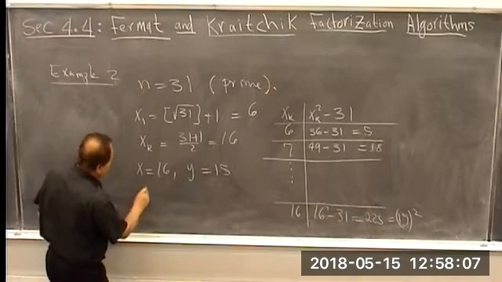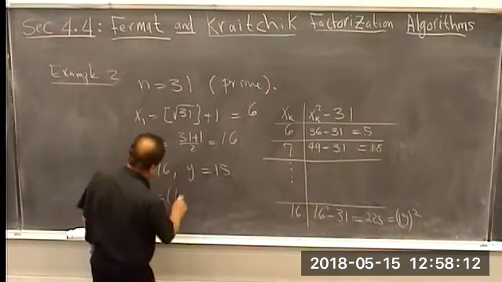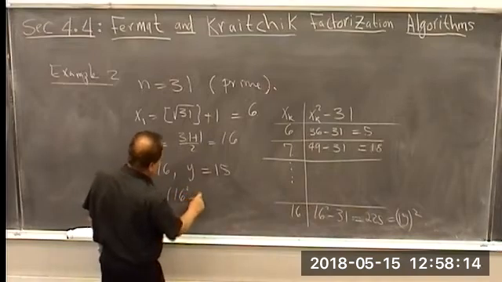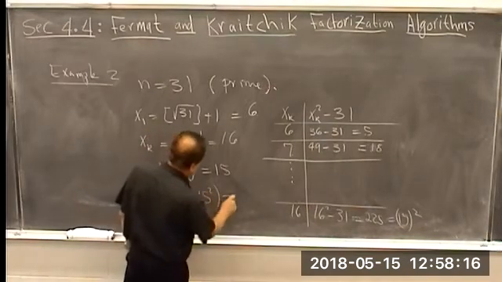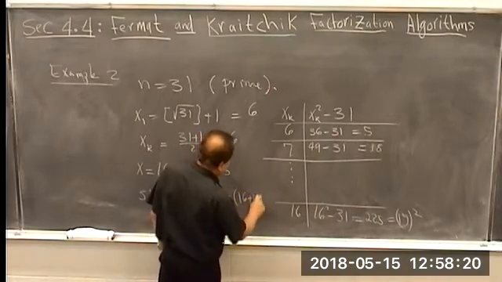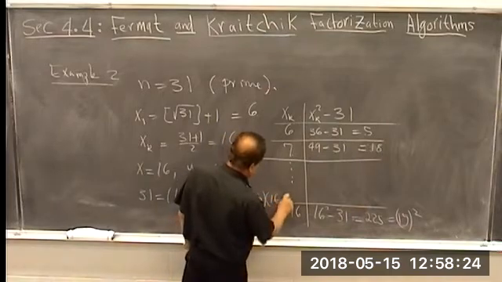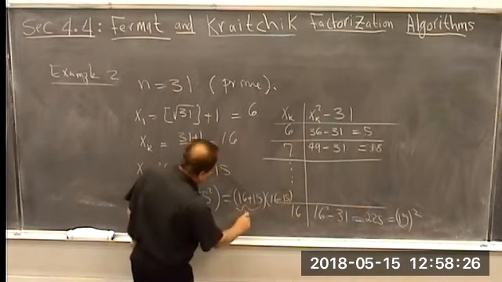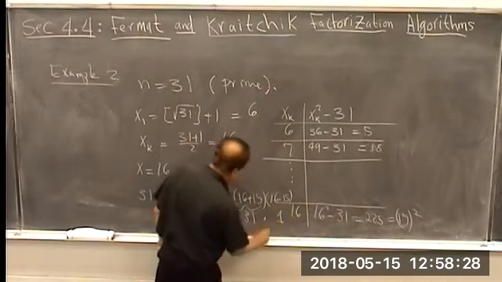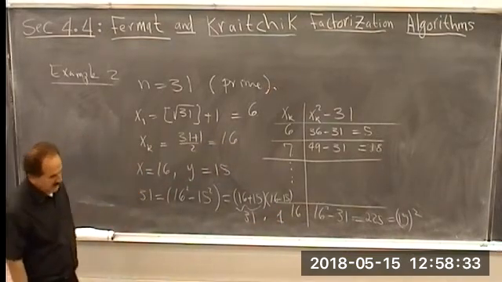31 is, of course, equal to 16 squared minus 15 squared, which is 16 plus 15, that's the difference of squares, times 16 minus 15. So this gives us 31, and this gives us 1. So you get the trivial factorization, which means that 31 is prime.